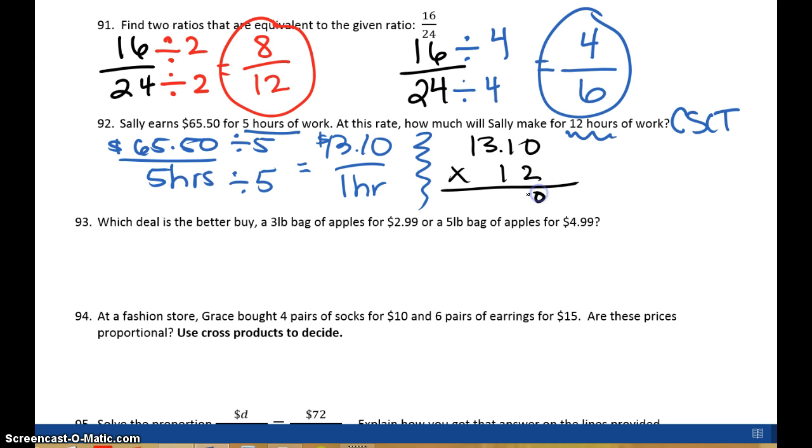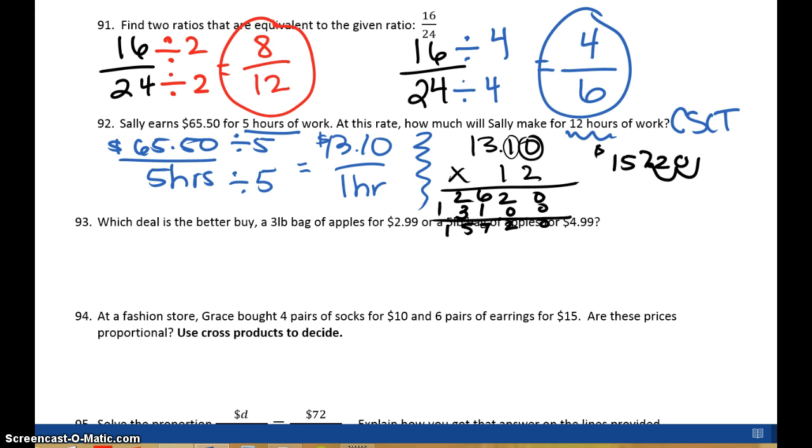So I'm going to do just regular multiplication here. So I get 15720. Now I have to remember I have 2 numbers behind my decimal, so I have to swoop the decimal twice to the left. So it ends up being $157.20. So that is my final answer, but I need to make sure I write it in a complete sentence.